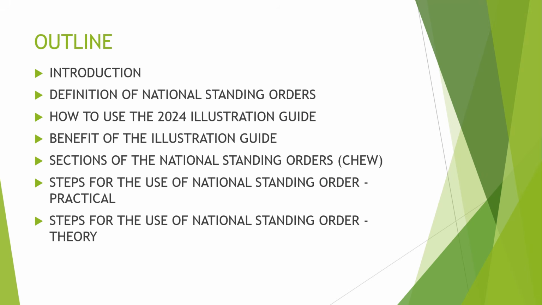So the outline that we're going to talk about today is as follows. Introduction, definition of the national standing orders, how to use the 2024 illustration guide, benefits of the illustration guide, sections of the national standing orders for CHU, steps for the use of the national standing orders, practical steps. Then the steps for the use of the national standing orders in theory, we'll be doing that in a subsequent video. But for today, we are only going to discuss the steps for use of national standing orders practically, and we are going to use a case study. We're going to draw out a case and use it to search as appropriate, and go to the situation, the finding, and be able to handle one case for today.